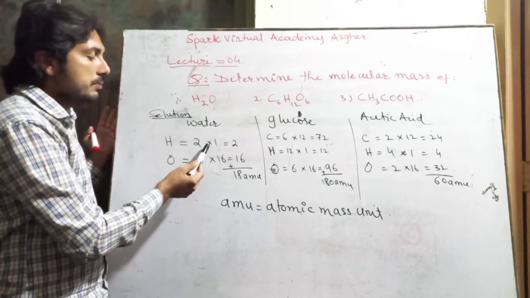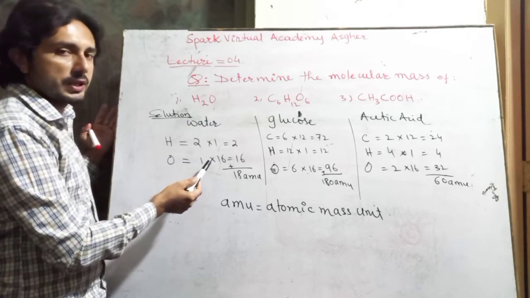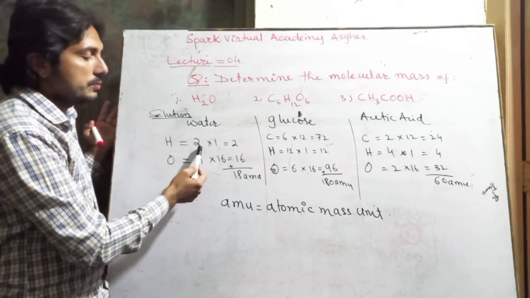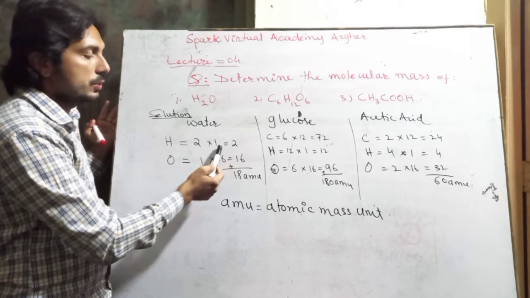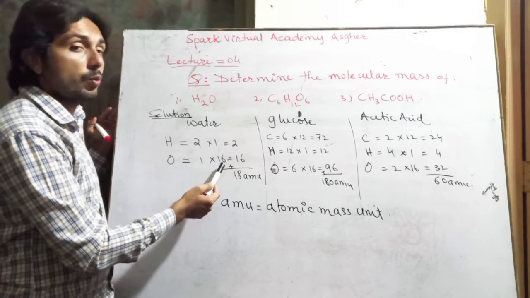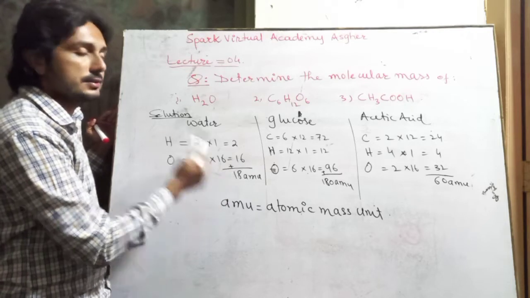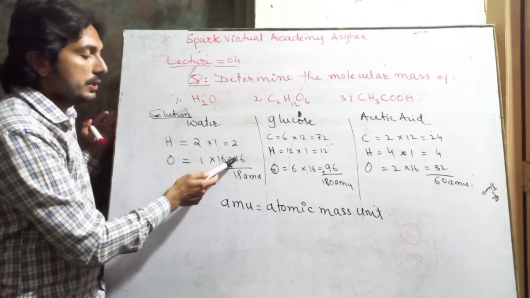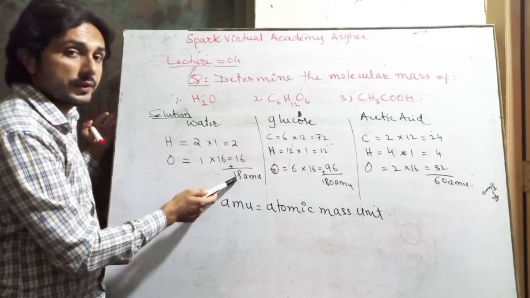Then we have to multiply the numbers with their respective atomic masses. The atomic mass of hydrogen is 1, so 2 multiplied by 1 equals 2. While the atomic mass of oxygen is 16, and 1 multiplied by 16 becomes 16. And finally, the results are added: 2 plus 16 becomes 18.